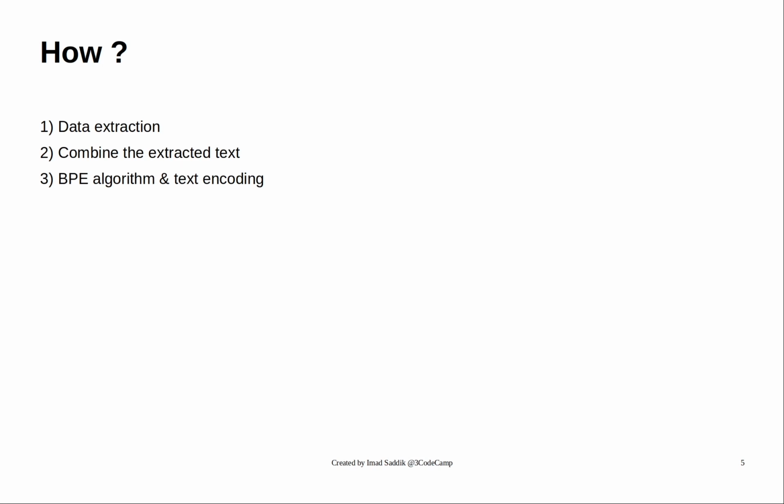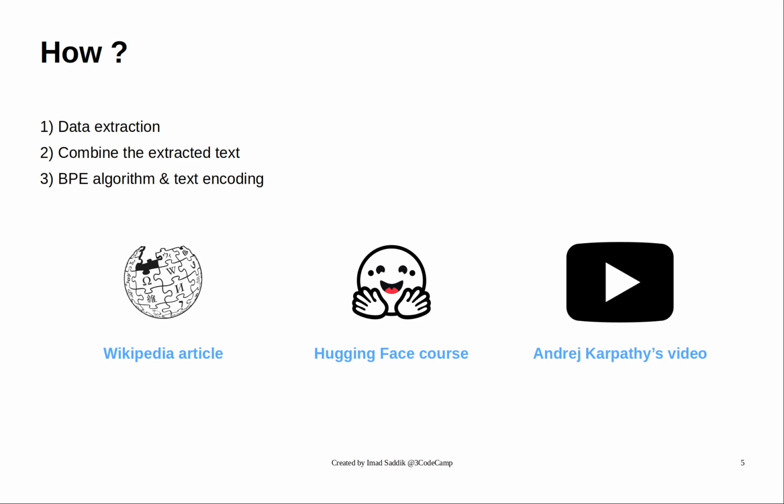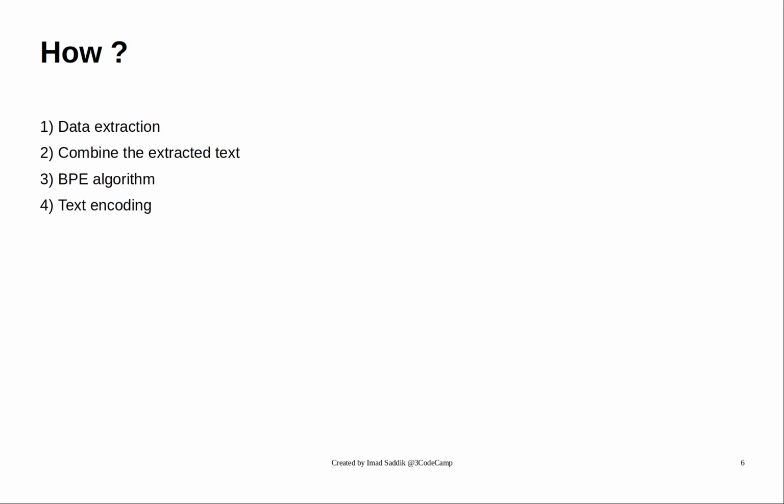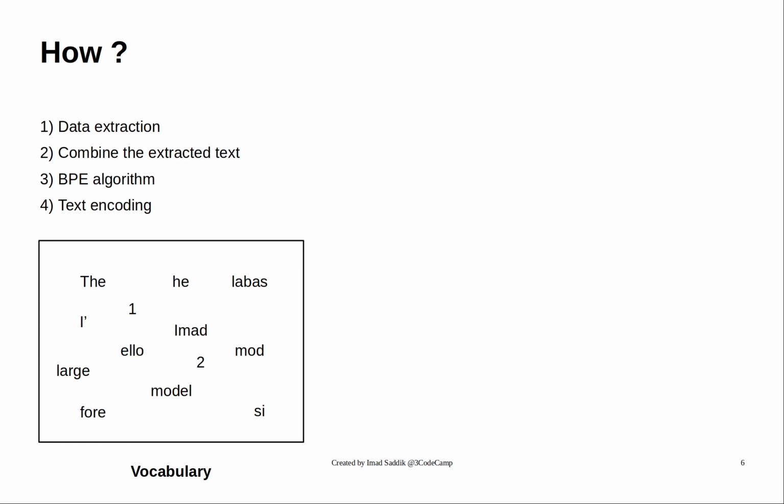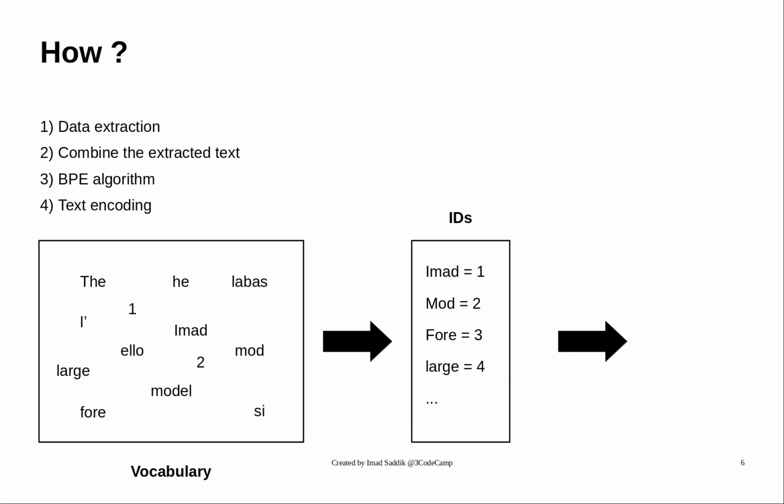We will use BPE, which stands for Byte Pair Encoding, to create our vocabulary and encode the text. You can learn about BPE and tokenization from these three sources: this Wikipedia article, this HuggingFace course, and Karpathy's YouTube video. After running the BPE algorithm, we will have a vocabulary. Each word or part of a word will have a unique ID. Then we will encode the text using these IDs.